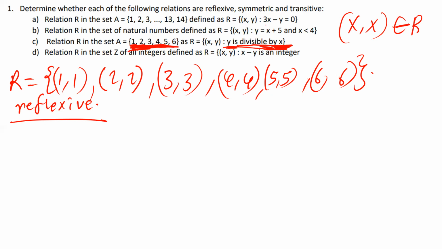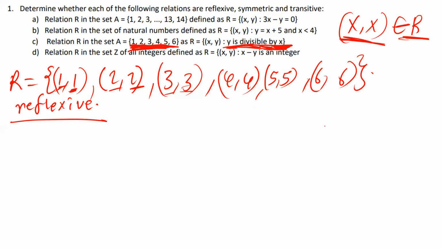And as a result, you find that 1 can also go into 1 without leaving a remainder. 2 can go into 2 without leaving a remainder. 3 can go into 3 without leaving a remainder. So this tells us that the relation we've been given here is what? It is reflexive, because for reflexive, for every number that you have in the domain, you need to have x comma x being a member of the relation.